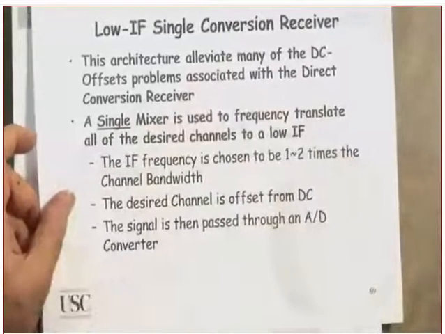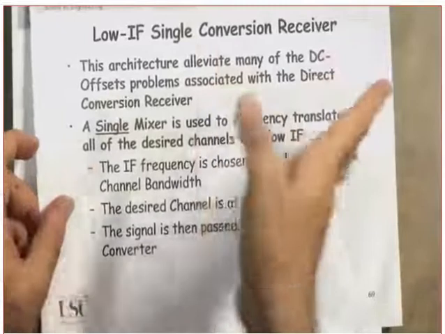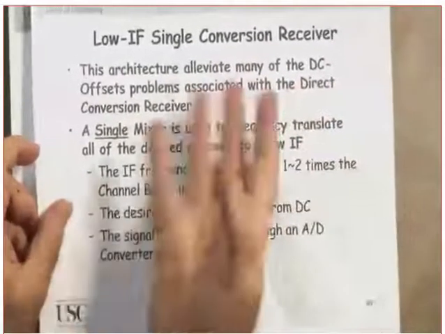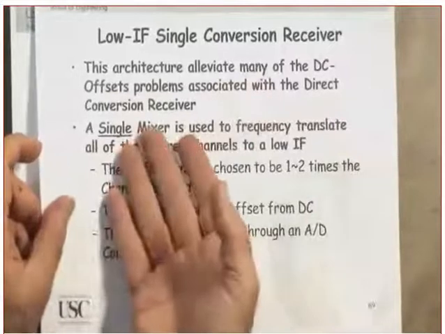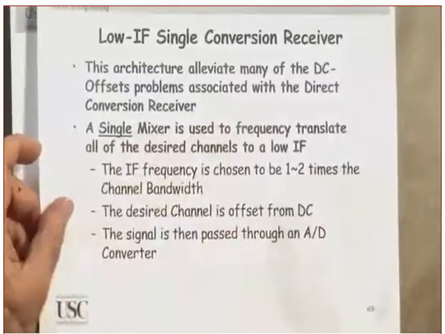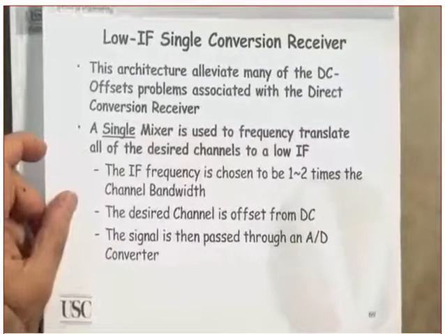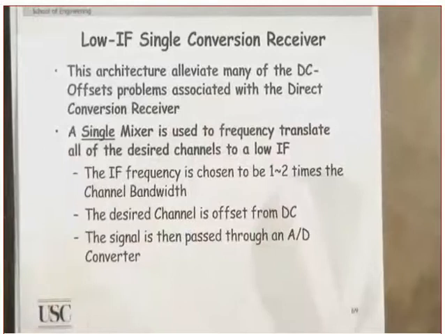Why are you not going all the way to DC? You are not going to go all the way to DC to get rid of the DC offset, all of these things that we just talked about. Clear? But if you go to the low IF, do you still have a problem that an image could be created? The image could be created. We are getting back into the image. Clear?